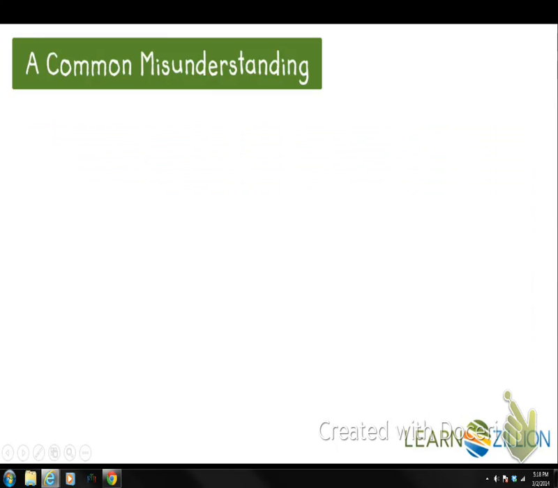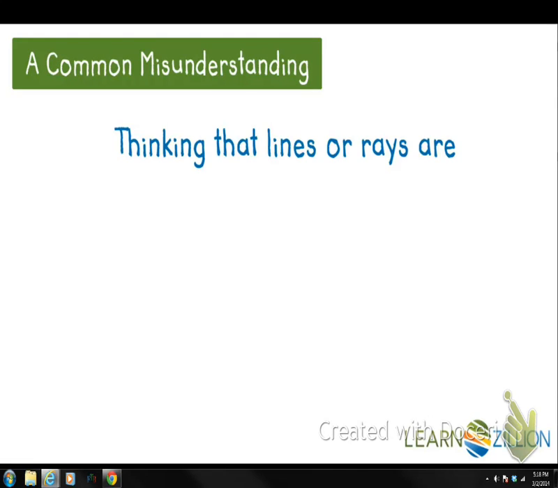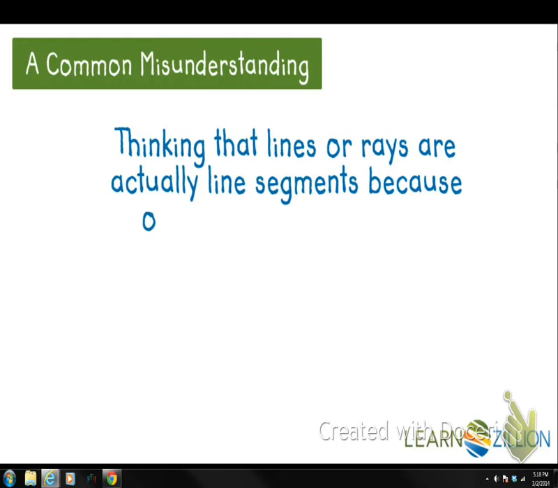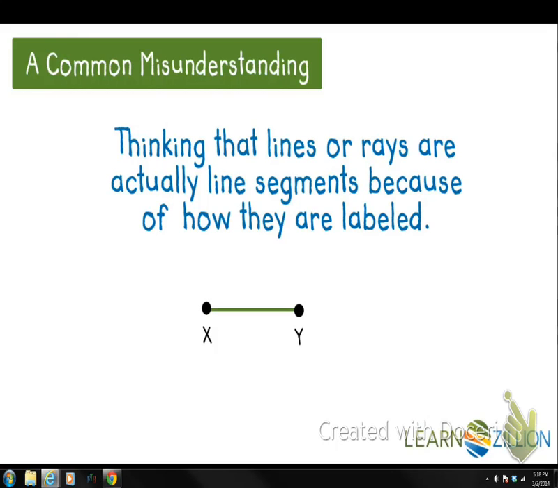A common misunderstanding is thinking that lines or rays are actually line segments because of how they are labeled. Take a look at this line segment. It has 2 endpoints. Now this is a ray. It only has 1 endpoint. And this we would call a line. There are no endpoints.